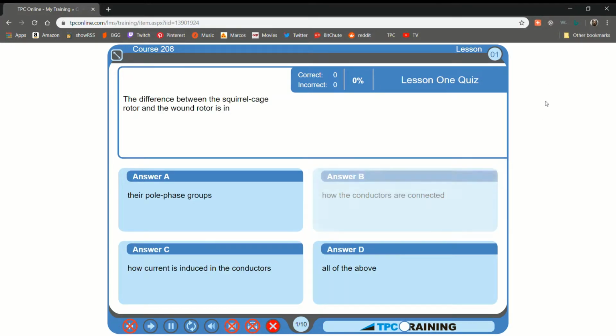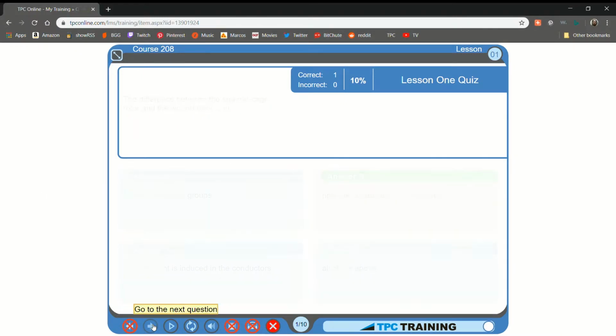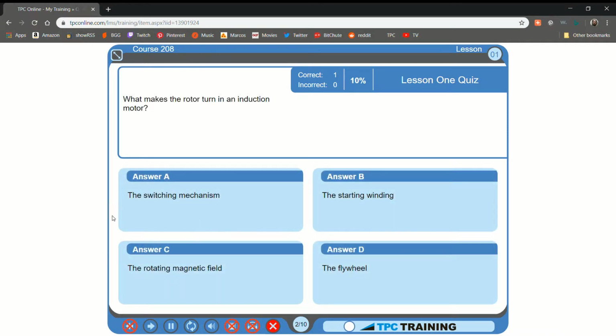Groups. B. How the conductors are connected. C. How current is induced in the conductors. D. All of the above. That is correct. What makes the rotor turn in an induction motor? A. The switching mechanism. B. That is correct.